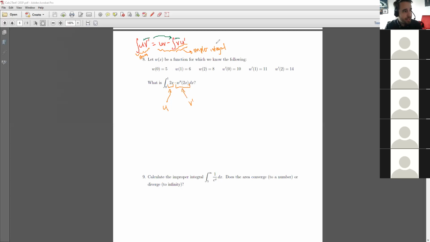What I will often do in these kinds of problems, once I think I've chosen my u and my v prime, is write those down somewhere. So we have u equals 2x. We have du equals 2 times 1 dx. We have dv is w prime prime of 2x dx. And then v, we have to figure out what this is. This will actually be, and let's think through this, w prime of 2x divided by 2. So it's the divided by 2 that might throw us a little bit.